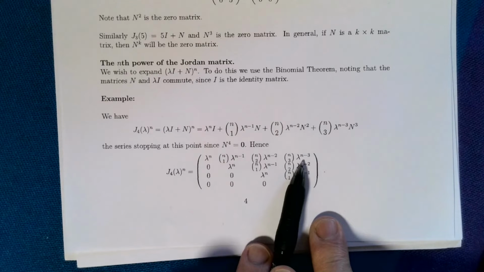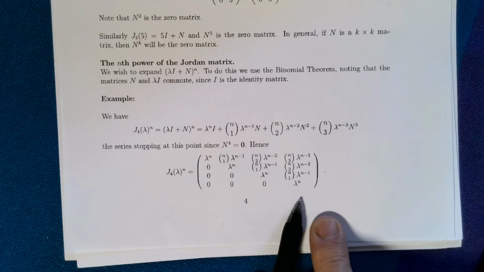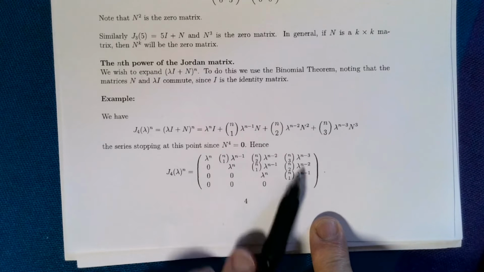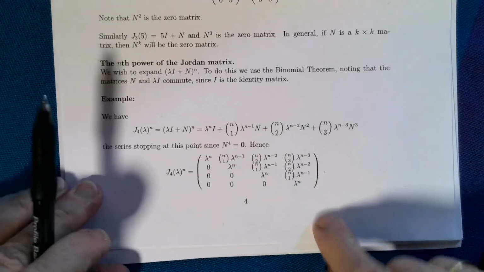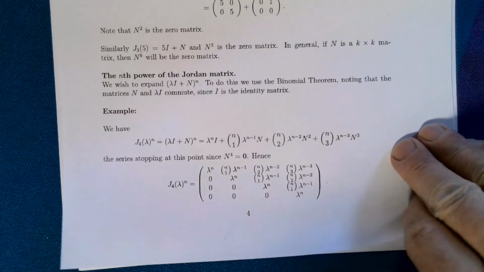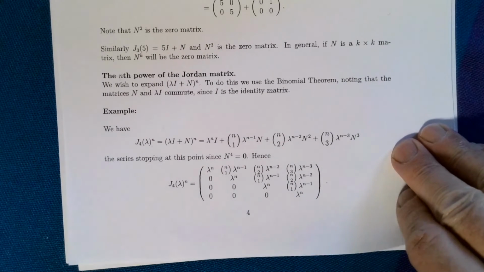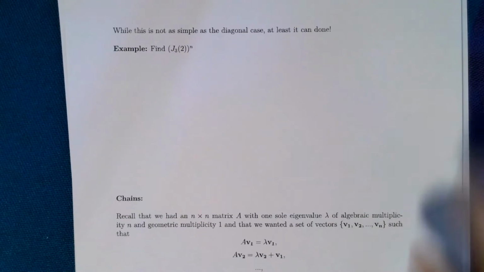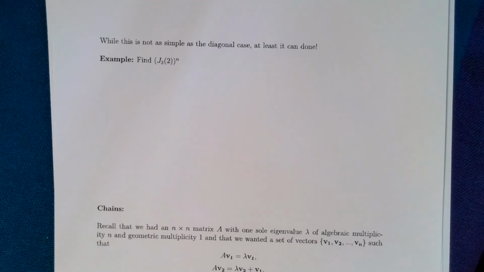Now clearly this is not as simple as taking the nth power of a diagonal matrix, but at least it can be done, and it's not that complicated, and we also see some lovely patterns happening in here. We see some nice patterns happening. So, as I mentioned, it's not as simple as the diagonal case, but at least one can do it.